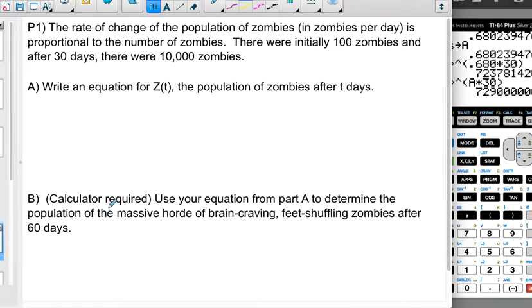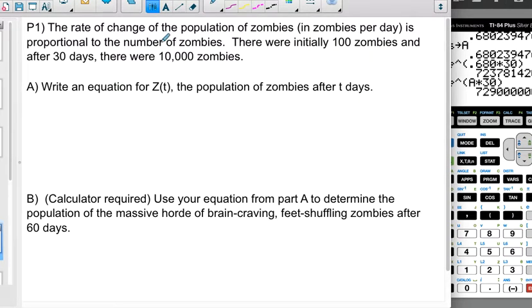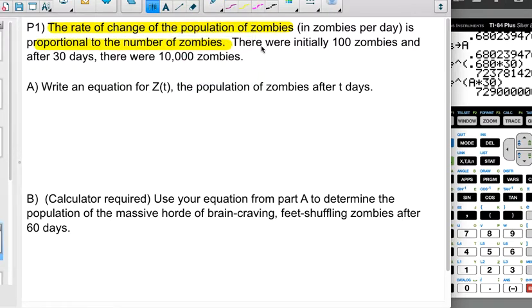Okay, so moving on. P1, same idea, but this time we're talking zombies because, 2020, so who knows? All right, so the rate of change of the population of zombies, in zombies per day, is proportional to the number of zombies. So remember, this rate of change of a thing is proportional to the thing. That's exponential growth and decay. It's not cheating for you to be able to jump to saying that.